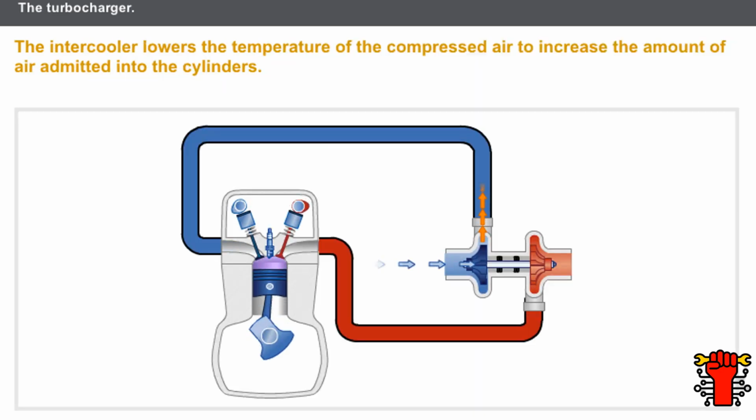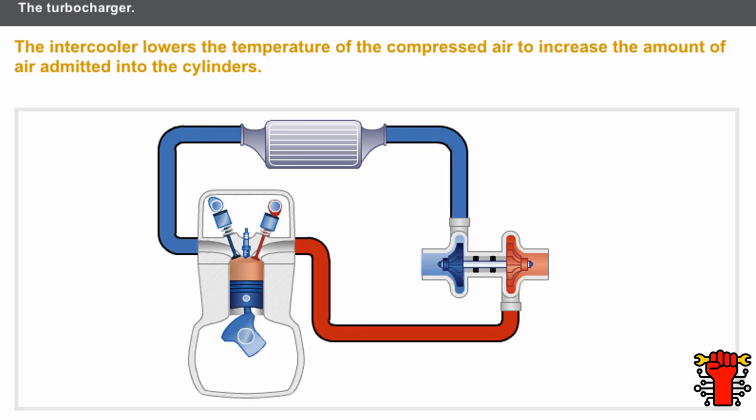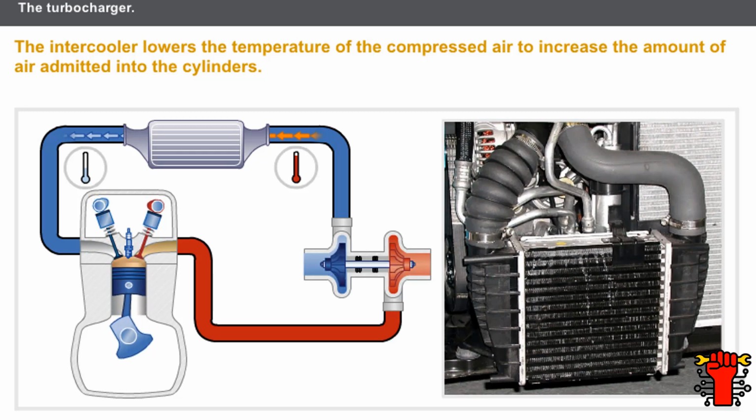The air coming from the compressor heats up. To improve the performance of some engines, an intercooler is added. The intercooler lowers the temperature of the compressed air to increase the amount of air admitted into the cylinders.